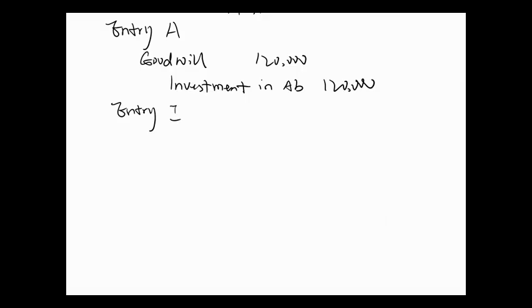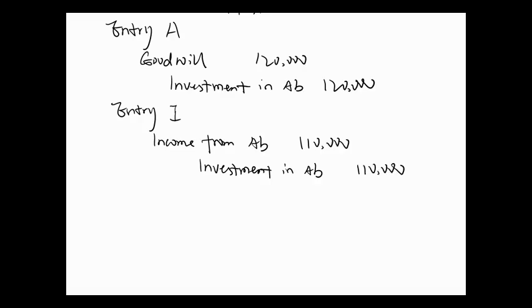And then entry I, to eliminate 2018's intra-entity income. So debit income from Epsilon. In 2018, the reported net income is 110,000, and credit investment in Epsilon 110,000.